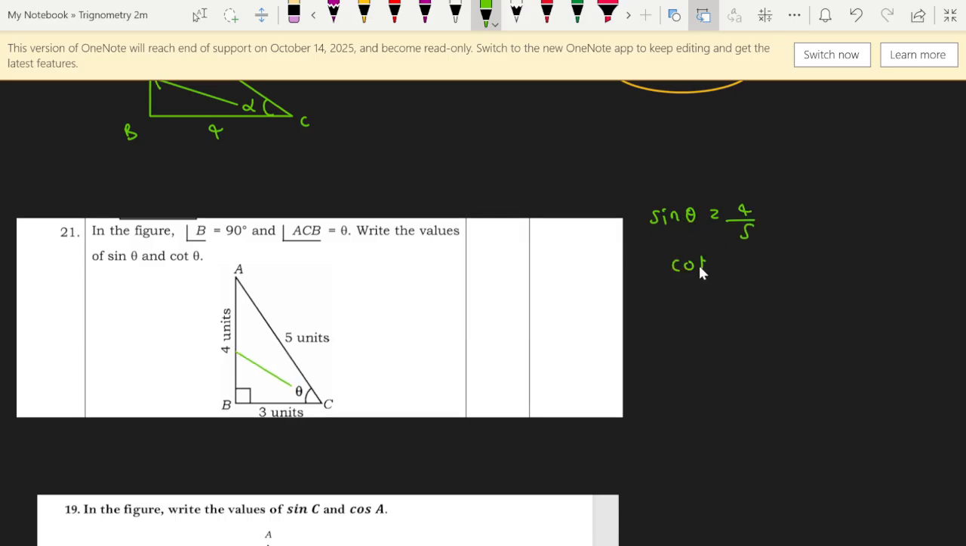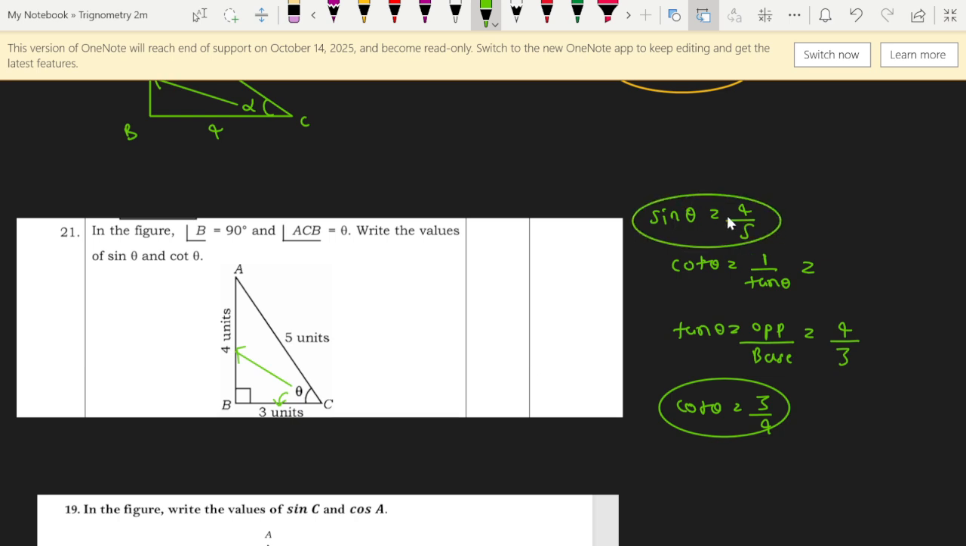And what is cot theta? If you don't remember the exact ratio, cot theta is nothing but the reverse of tan theta. So we know that tan theta is opposite side by base, or perpendicular side by base. The opposite side to this theta is 4. What is the base, or the adjacent side? That is 3. So if tan theta is 4 by 3, cot theta must be 3 by 4. So this is the answer: sin theta is 4 by 5 and cot theta is 3 by 4.